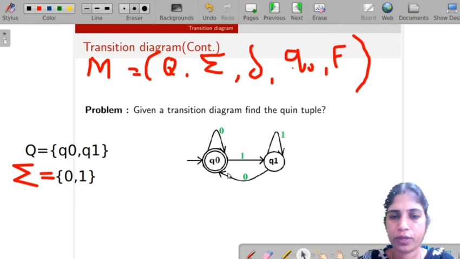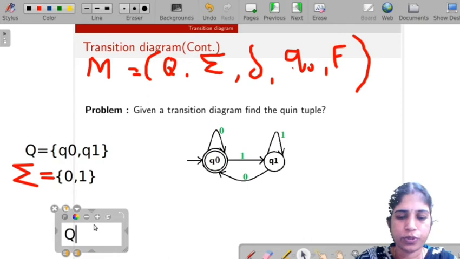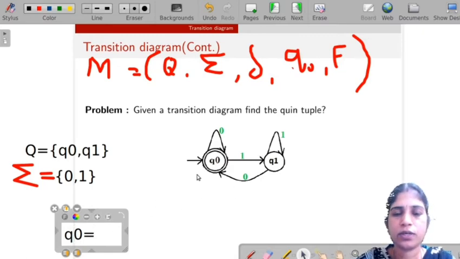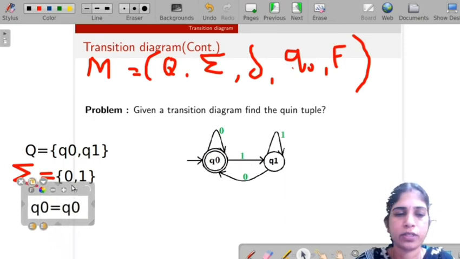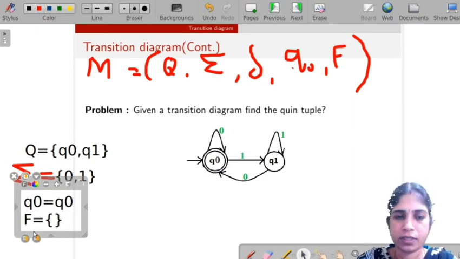Then delta, we have to write each delta. Before that, we can write what is Q0. Q0 means the initial state. In the given transition diagram, Q0 itself is the initial state. So we can write Q0 is equal to Q0. Then next we have to find out what is F. F is the finite set of final states. So we have to write the final state within a set. So here only one final state, Q0.